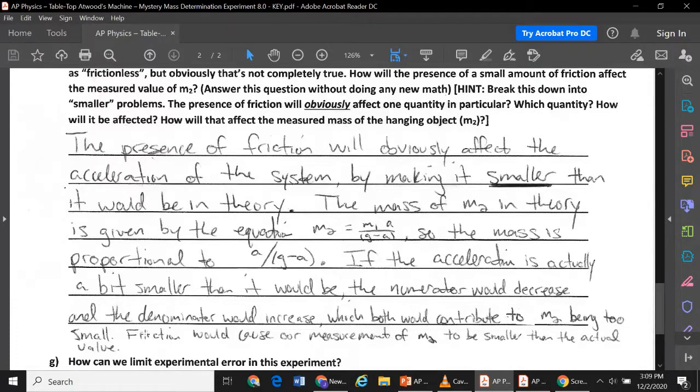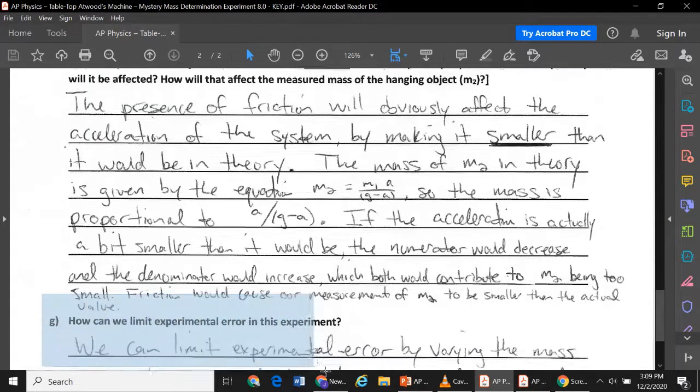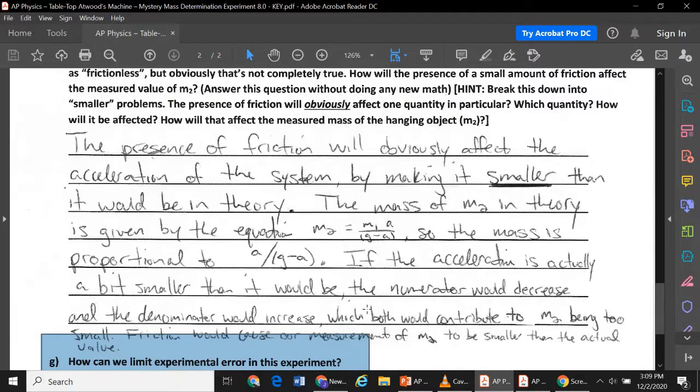All right. Part G, as you can see here, so I'm just going to keep it in this window, says, how can we limit experimental error in this experiment? This wasn't really a trick question. Remember, an easy way to talk about limiting experimental error is to just talk about doing trials.